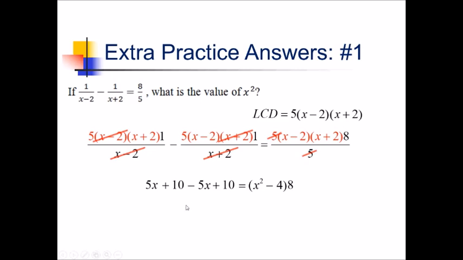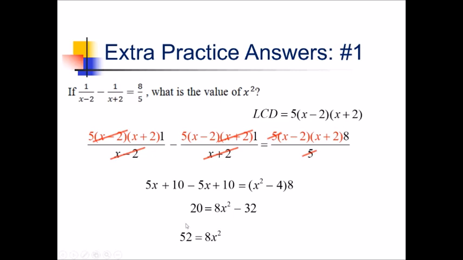All right, so let's continue to clean up this equation. On the left side, I have a 5x and a minus 5x that can cancel out. The 10 and the 10 can add together to give me 20. That's all that's left on the left side, so that's nice. On the right side, I can distribute this 8, so that's 8x squared minus 32. And I can get the 8x squared alone by adding 32 over there, so that's 52 equals 8x squared.